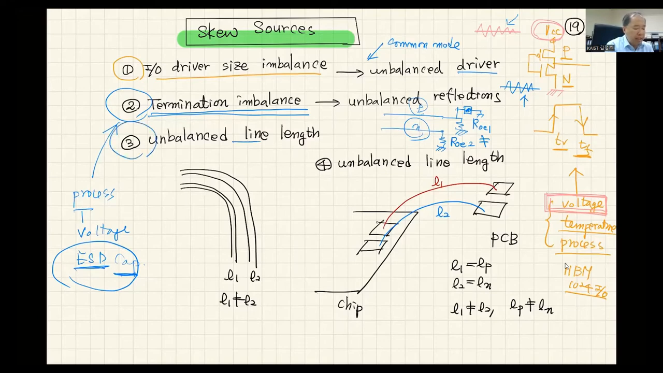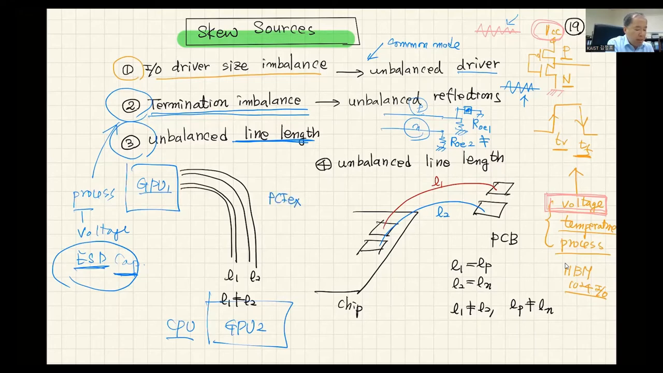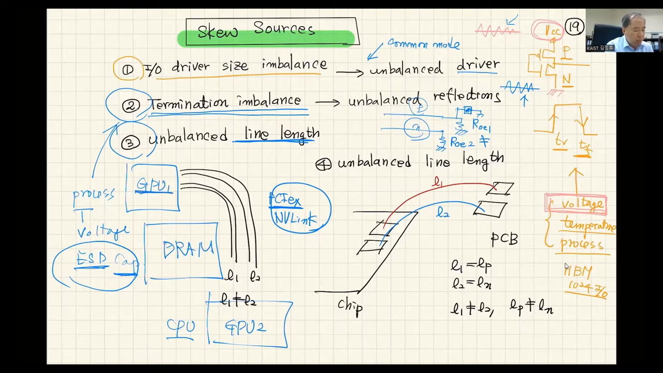Another case is the line length imbalance. For example, in your PCB, you have GPU one here. You may have a GPU two or CPU. You want to communicate between CPU and GPU. In some cases, we are using PCI Express or NVLink, or there might be many different types of links. Probably Intel has their own high-speed link specification, and NVIDIA may have their own high-speed serial link specification. But let's assume that we have a DRAM placed in the middle between GPU and CPU.